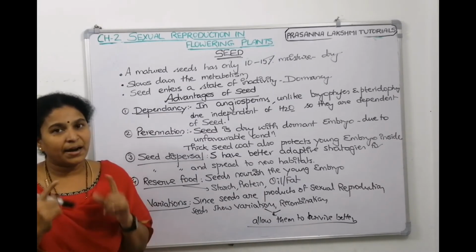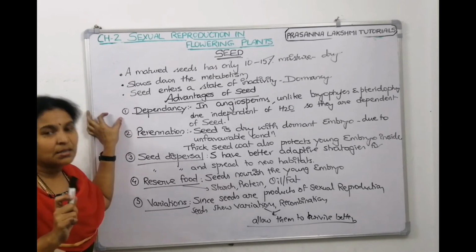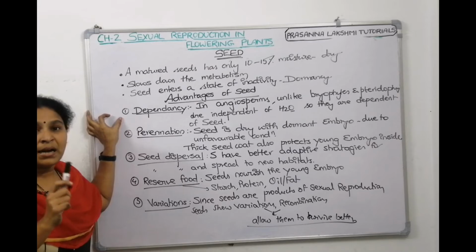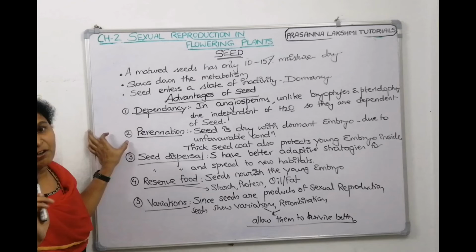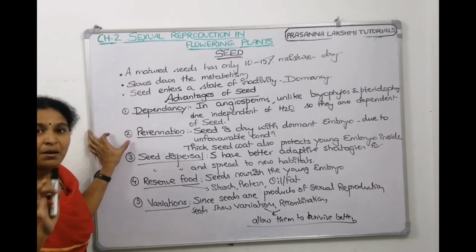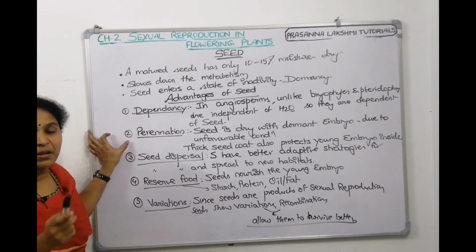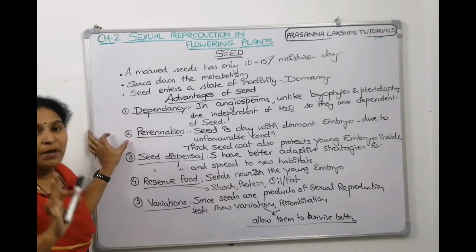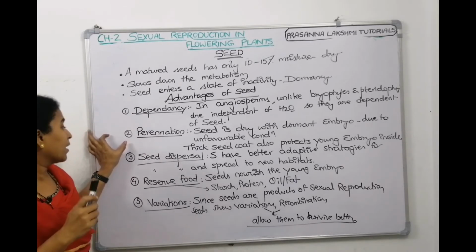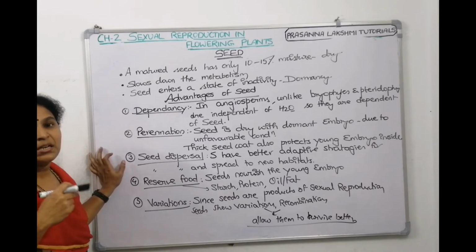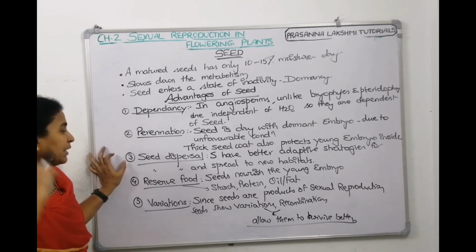We were discussing the advantages of the seed. First point: since they are terrestrial plants, since water is not the medium, they are depending on the seed. That is dependency. Second, to tide over unfavorable conditions, seeds can help in perennation. Since they have a tough seed coat and are dry, they can protect the dormant embryo and make it remain dormant till the favorable conditions come back. Seed dispersal: some seeds have wings, some have parachute mechanisms, so they can better establish in new habitats.